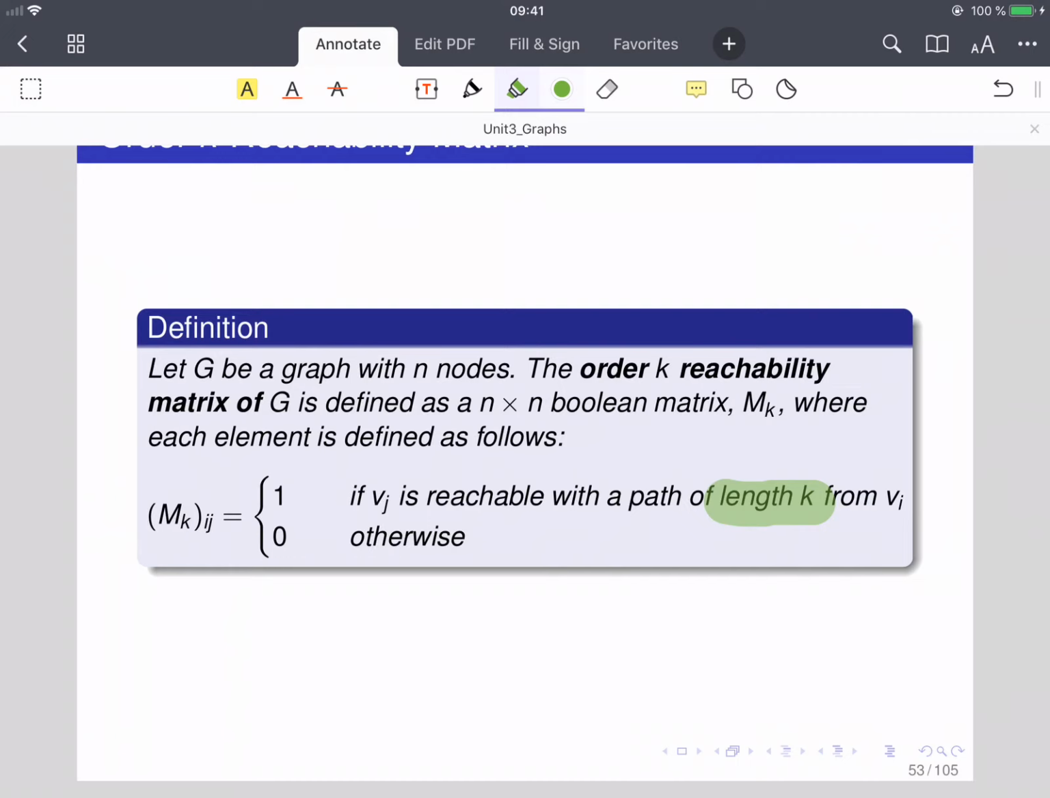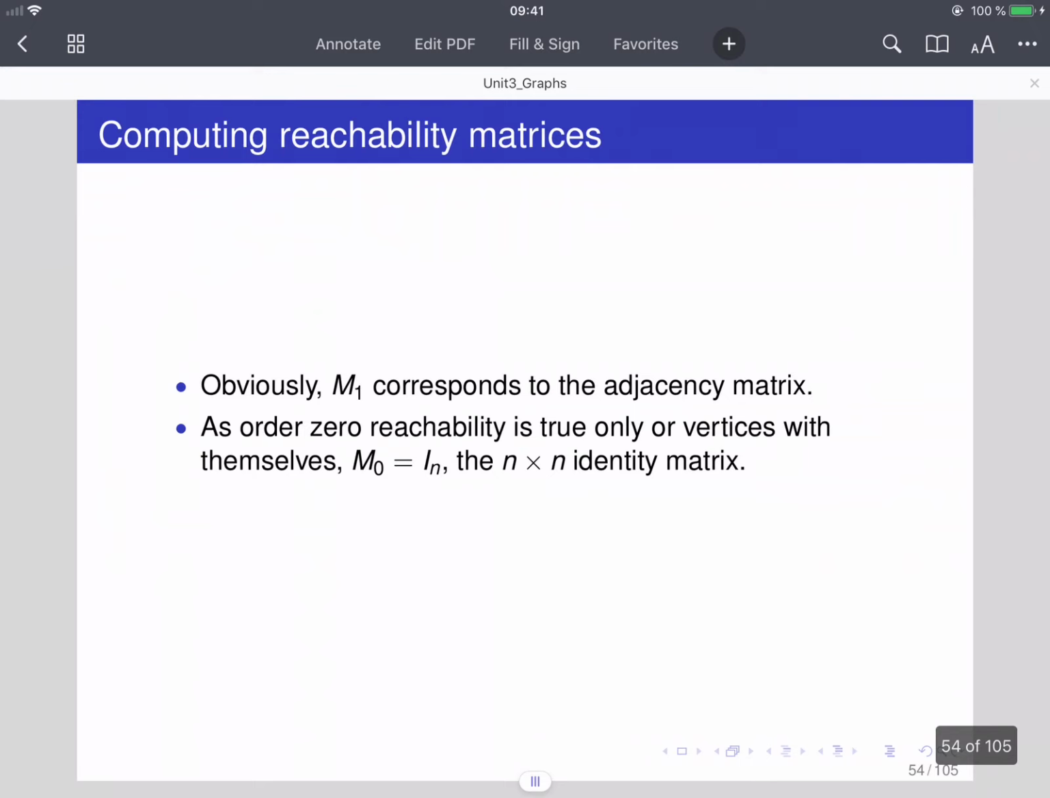Okay, so maybe it seems that the problem is more complicated. But now we have an infinite number of matrices, each with n squared bits. So to determine one bit, it seems that we need to compute an infinite number of bits. So this may seem like a dead end. It may seem that we cannot solve the problem in this way. But fortunately, there is a relationship of these k-order reachability matrices with something that we already know how to compute.